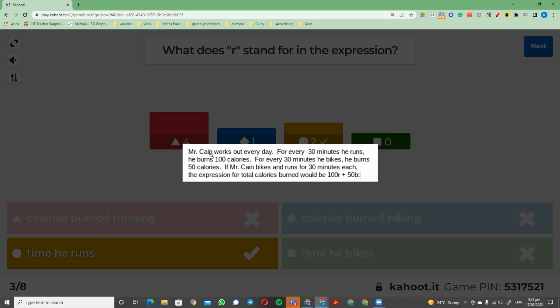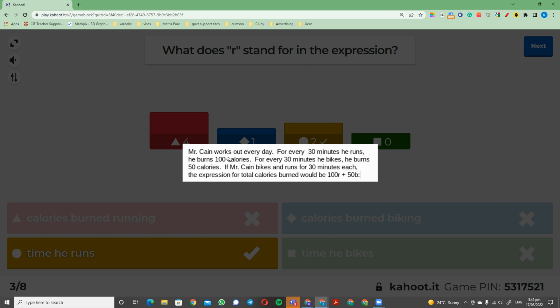Okay. Mr. McCain works out every day. For every 30 minutes he runs, he burns 100 calories. For every 30 minutes he bikes, he burns 50 calories. If Mr. McCain bikes and runs for 30 minutes each, the expression for total calories burned would be 100R plus 50B. What does R stand for in the expression?